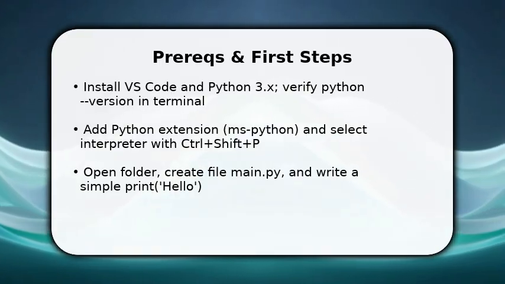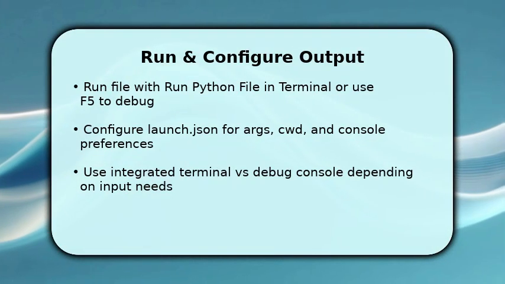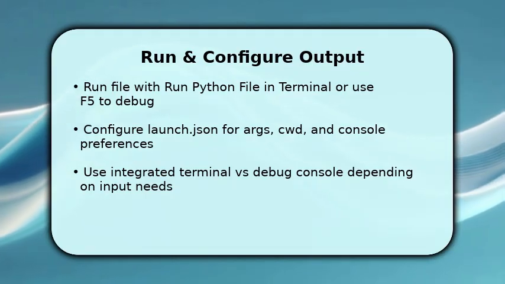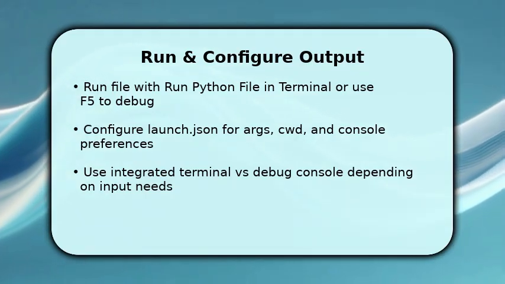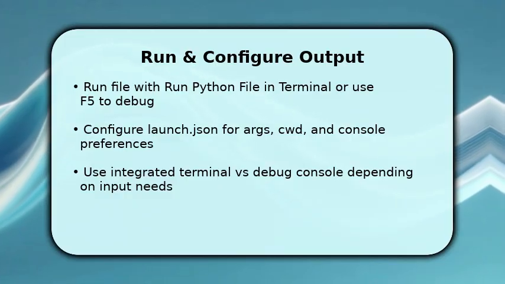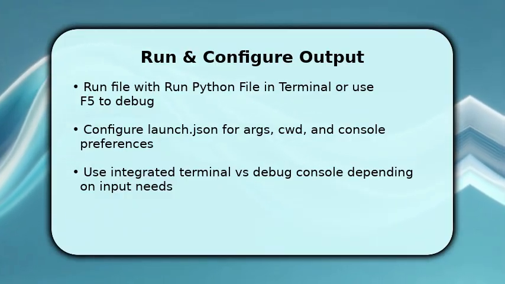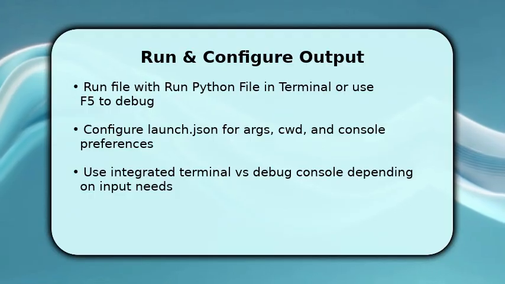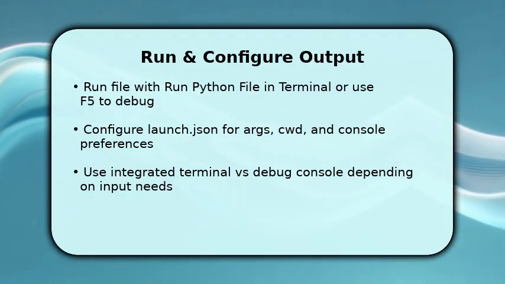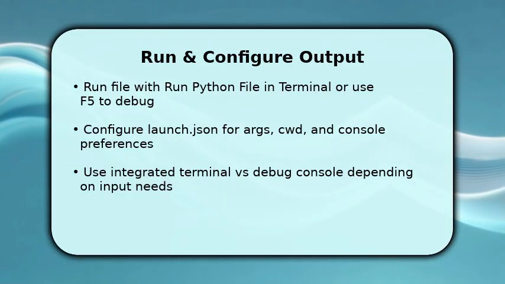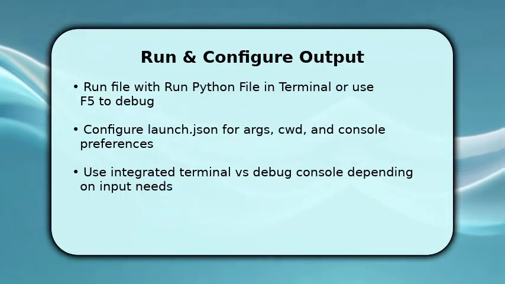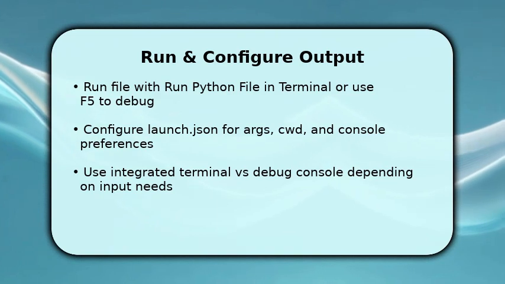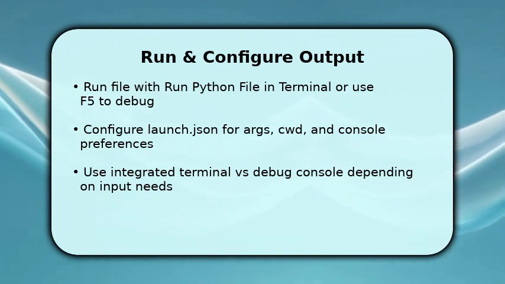Use Run Python File in Terminal for quick output in the integrated terminal, or press F5 to start a debug session, which gives richer info and breakpoints. If you need arguments or a specific working directory, create or edit .vscode/launch.json and set args, cwd, and console: integratedTerminal or externalTerminal. Make choices based on whether you require stdin. The integrated terminal handles input, while the debug console does not.